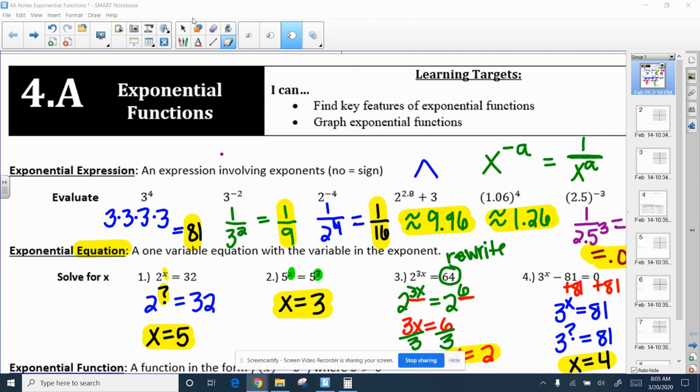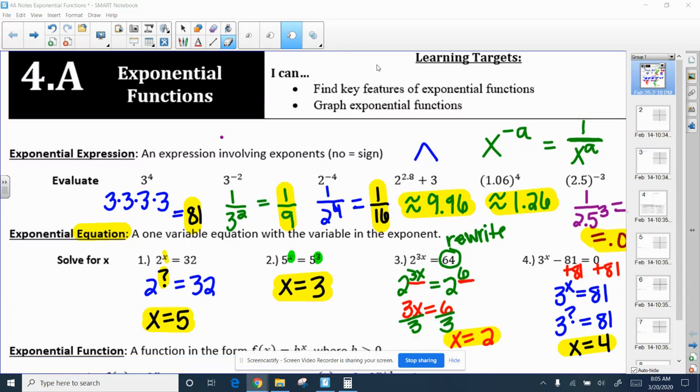Good morning, everybody. We are back for our second day of online learning. We are going to be continuing with 4.A functions, and our learning target, which we'll start with today, is to find key features of exponential functions and graph exponential functions.